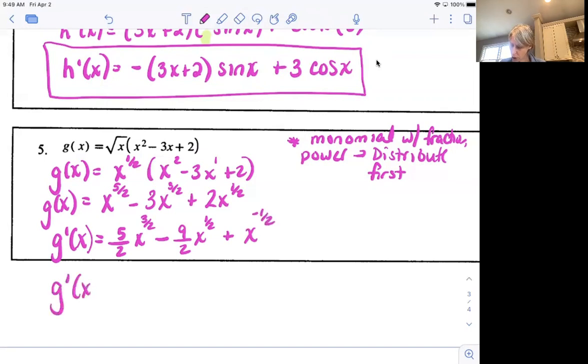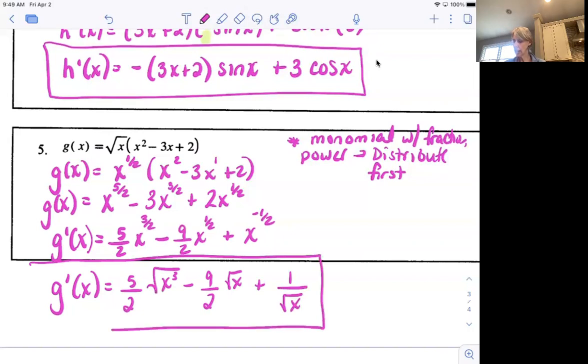And if we were asked to, you should be able to rewrite this. So this would be 5/2 square root of x cubed minus 9/2 square root of x plus 1 over the square root of x. And that would be the way we would leave that answer.